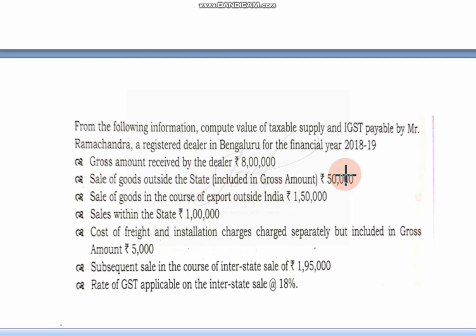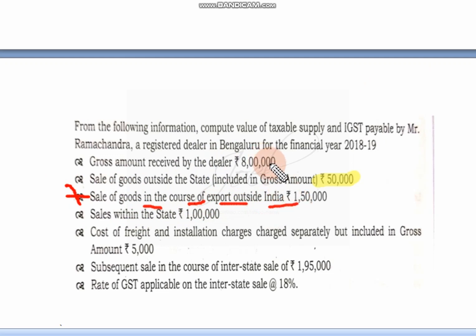amount, 50,000. So see here, this one item, 50,000, is outside the state. Remember this is outside the state. Well, yes, we will consider them outside the state. 1,50,000 is there. Then sale of goods in the course of export outside India. See, export outside India will not come in our calculation. It will not attract IGST or SGST, nothing it will attract.